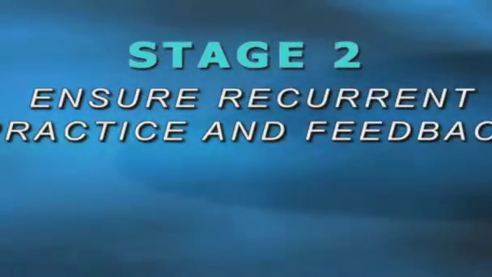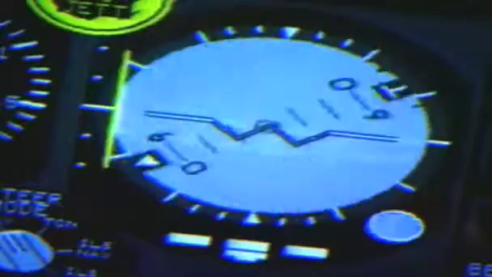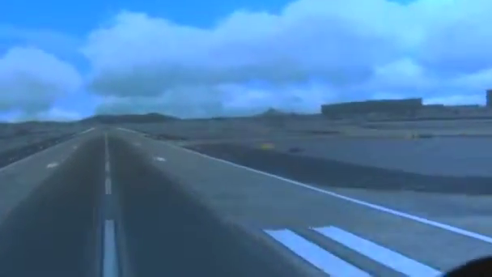The next essential component, representing Stage 2 of CRM training, is to ensure recurrent practice and feedback. Periodic refresher training is a necessity to reinforce the learning of earlier objectives. How often such training occurs is based on the culture of that organization. Some businesses prefer refresher training annually, whereas some organizations may provide refresher training every 3 years.